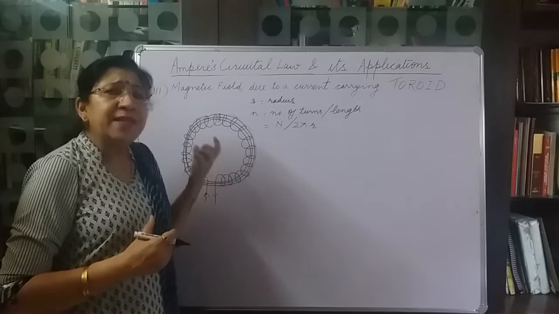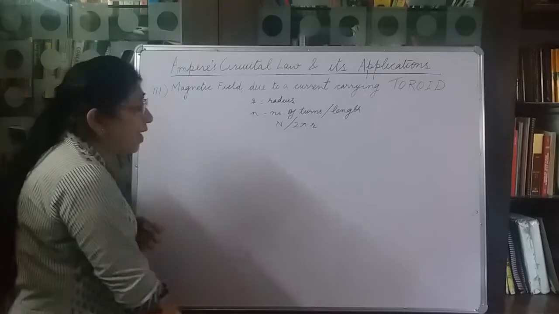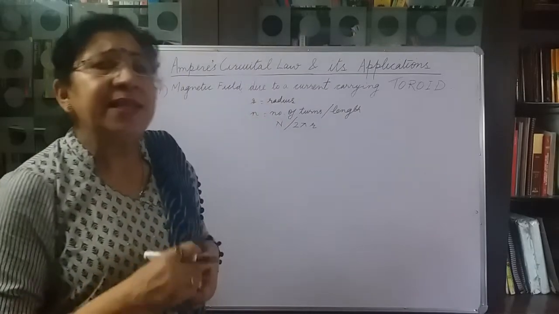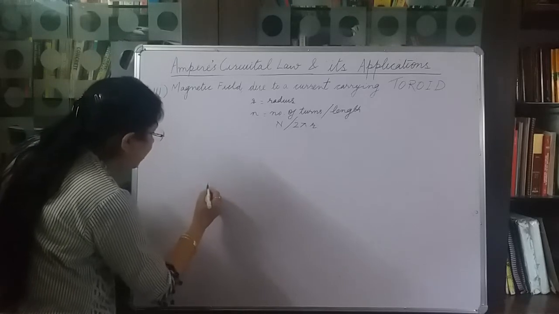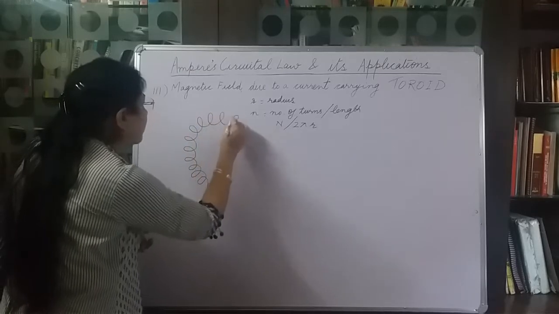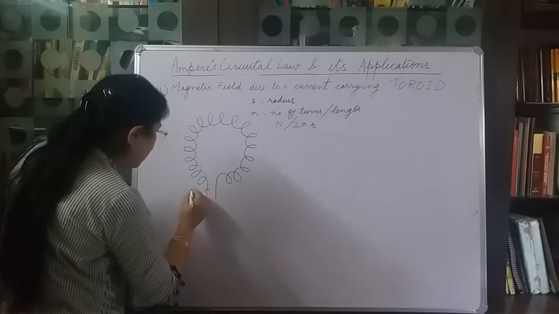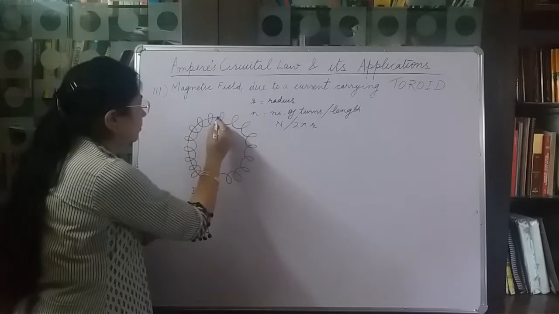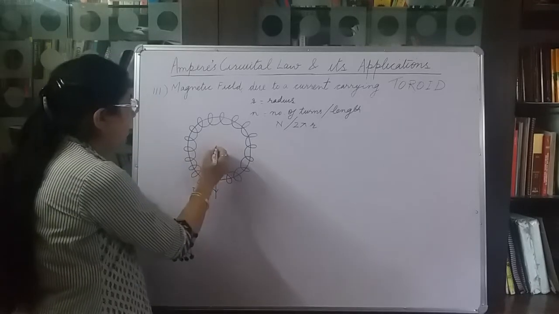Now let us find its magnitude. To find the magnitude, we will have to again consider an Amperian loop. The Amperian loop that we will consider here is an imaginary circle of radius r. So I will draw this toroid again. Let us draw the Amperian loop. This is the Amperian loop of radius r.